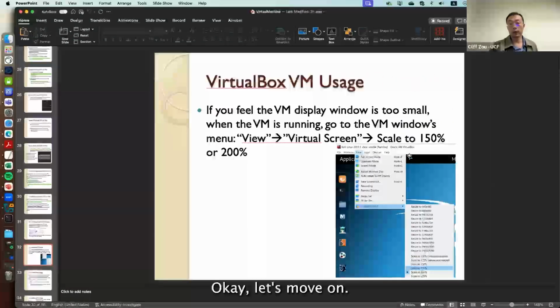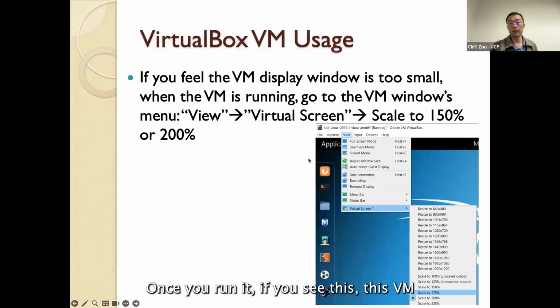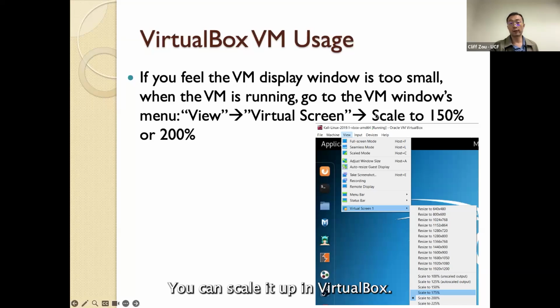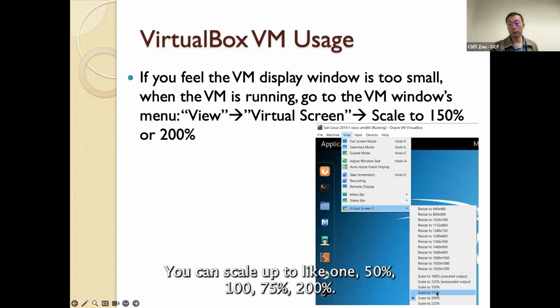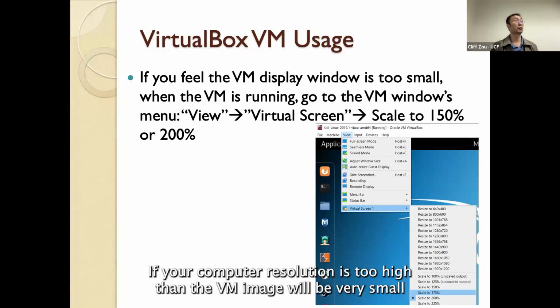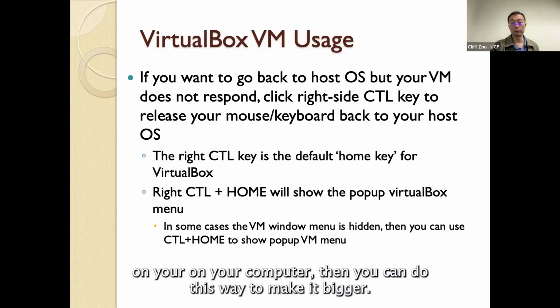Okay, let's move on. Once you run the virtual machine, if you see that the VM display window is too small, you can scale it up in VirtualBox. In VirtualBox, you can click this view virtual screen option. You can scale up to 150%, 175%, or 200% to make it bigger. If your computer resolution is too high, then the VM image will be very small on your computer, and you can use this way to make it bigger.